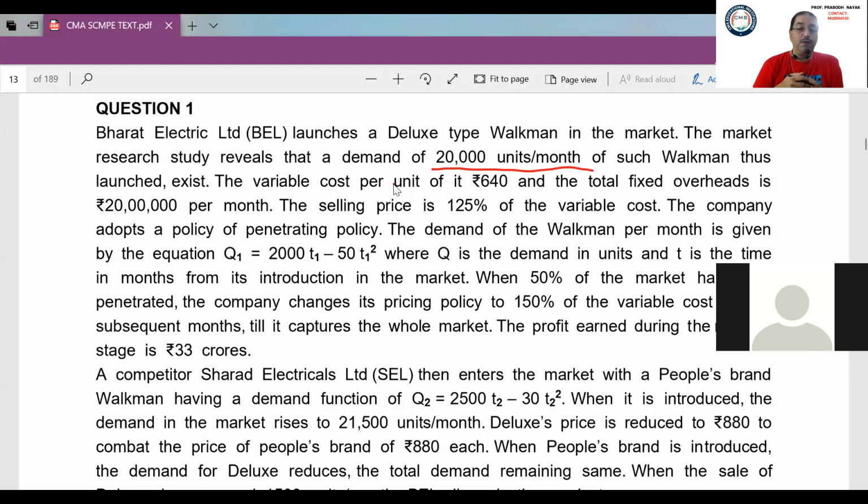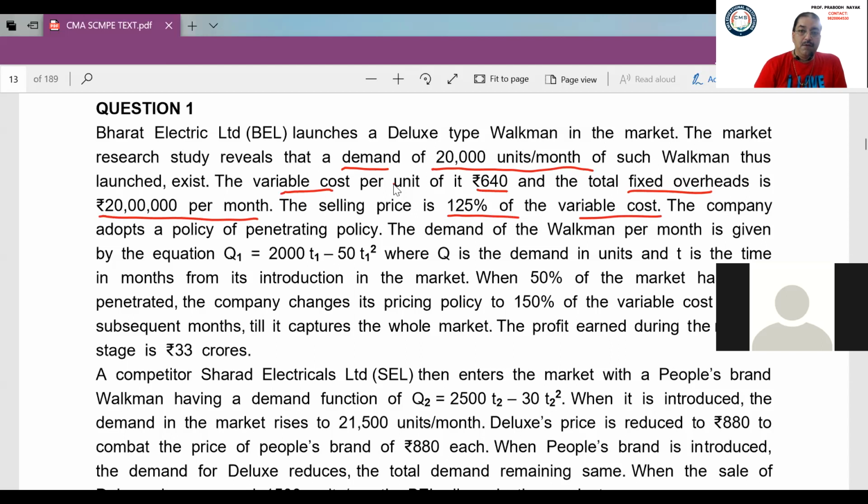So the demand is of 20,000. The total demand is of 20,000 units per month of such Walkman. Variable cost per unit of it is 640 rupees. 640 rupees variable cost. And the total fixed overheads is rupees 20 lakhs per month. So variable cost 640, fixed overhead 20 lakhs per month. Okay. Selling price is 125% of variable cost.